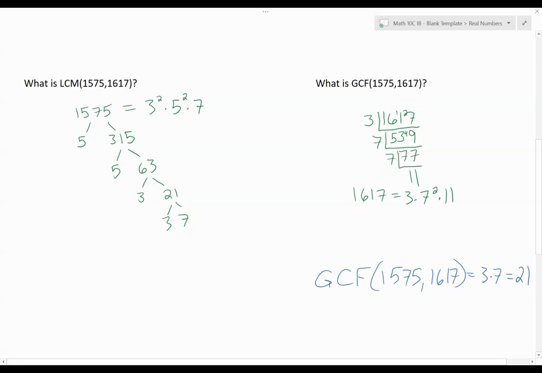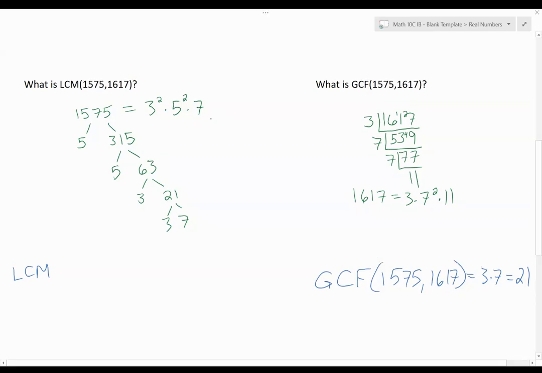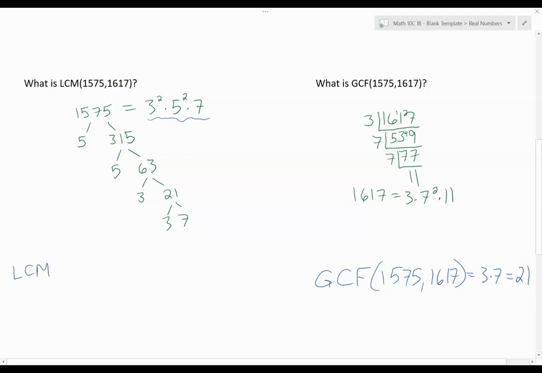The least common multiple is the combination of all of the factors of both numbers. So in order to be a multiple of 1575, at a minimum, the number has to contain 3 squared times 5 squared times 7. A multiple of 1575 will also then be multiplied by other things. And in order to be a multiple of 1617, at minimum, a number has to contain 3 times 7 squared times 11, and then it will have other factors. So in order to be a common multiple, it has to contain all of these things. The least common multiple will not contain repeats.